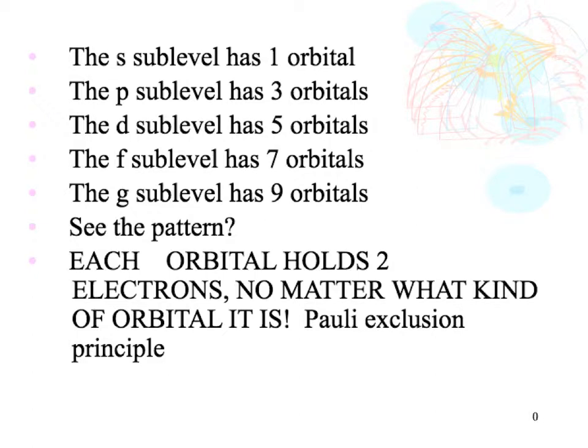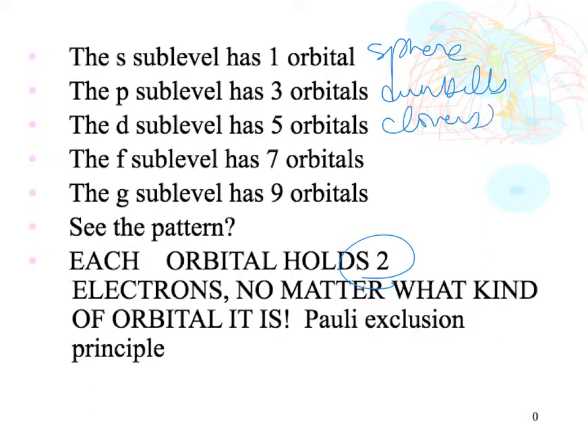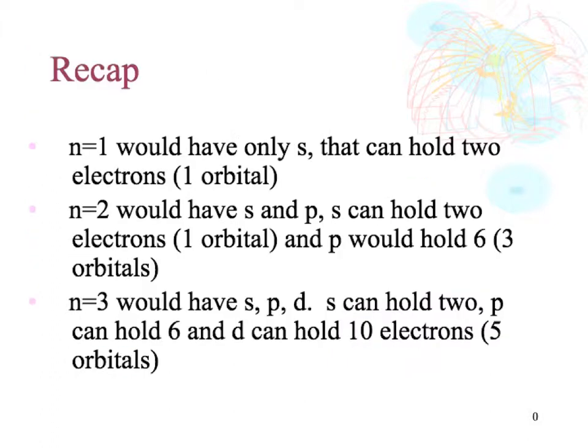This is a kind of a synopsis. Remember, I put this in capitals because I don't care what you got going here. It could be a sphere. We got dumbbells going. We have clovers. Like I said, looks a little bit like daisies. I have no earthly idea what that looks like. Doesn't matter. 2 electrons per orbital. Pauli exclusion principle. They have opposite spins, 2 electrons per orbital.